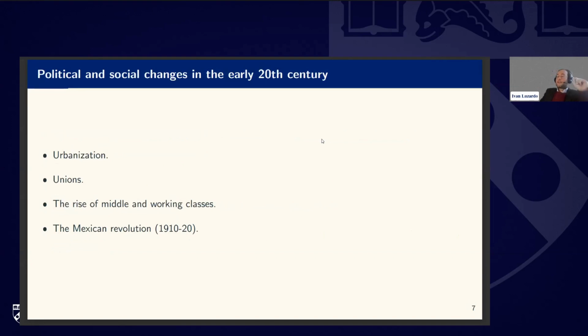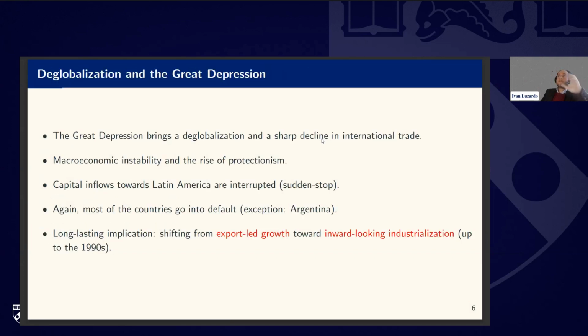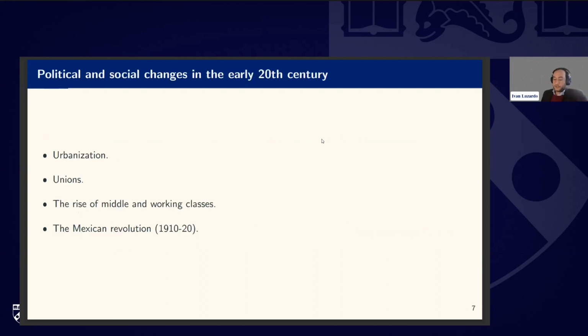Also, it's important to consider not just external elements, not just exogenous impacts here, like the declining international trade, but also endogenous elements, like structural changes that were going on in Latin America. So by the early 20th century, we have a rise in urbanization. So we are not talking anymore about societies composed mainly by peasants or by an agricultural world. So we have a rise in the urbanization rate.